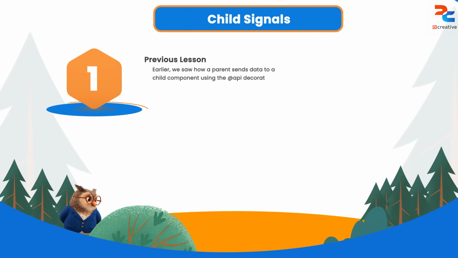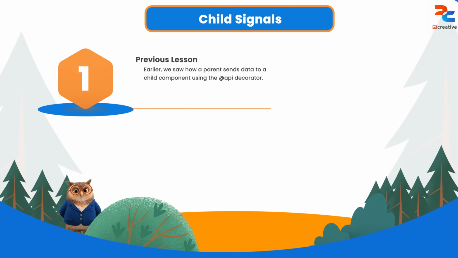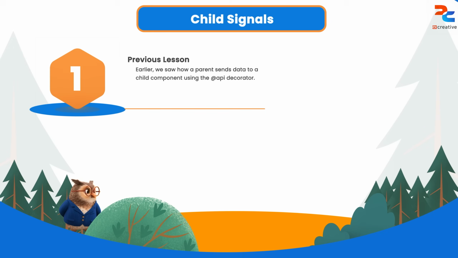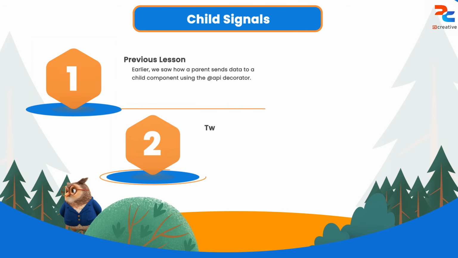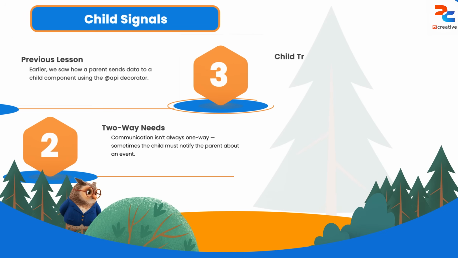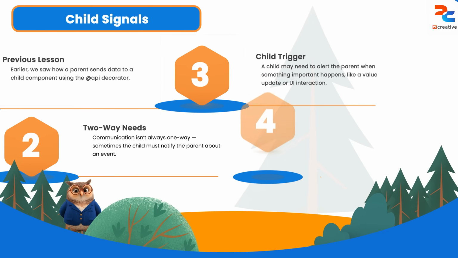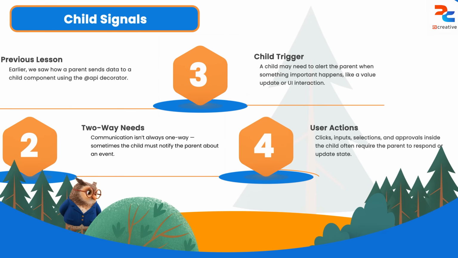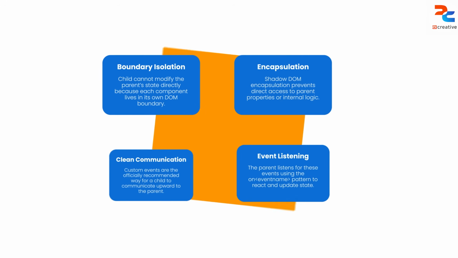In the last video, we learned how the parent component can pass data into a child using the API decorator. But communication is not always one directional. Sometimes the child needs to tell the parent, hey, something's happening here. Or maybe the child has user input, or a row was clicked, or an action needs an approval. This is where custom events come in. And trust me, they're extremely powerful.